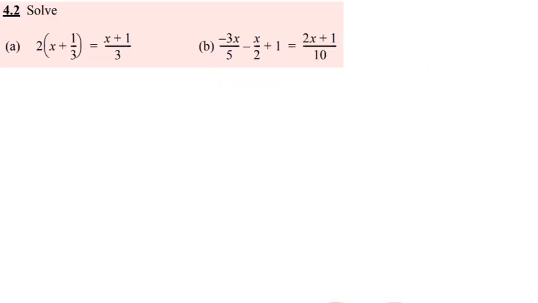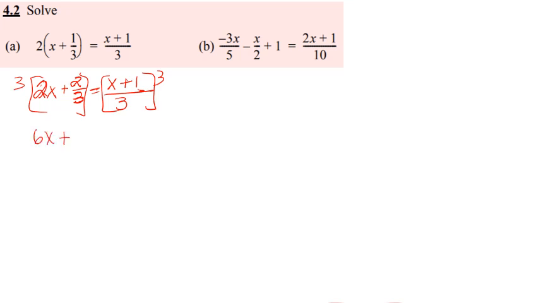Okay, the next example, I'm going to distribute the 2 before I multiply by the LCM. So I'll get 2x plus 2/3. Okay, so now I'm going to multiply by 3, which is the LCM. We get 6x plus 2 equals x plus 1.